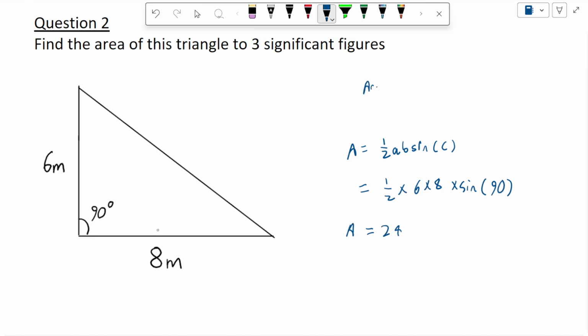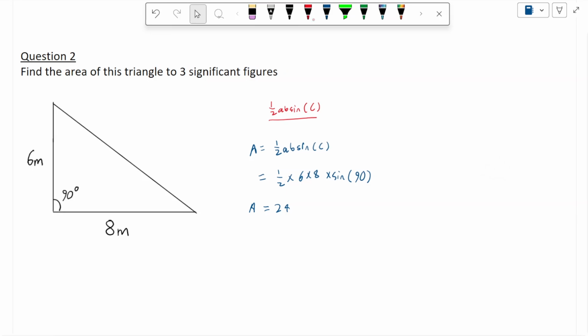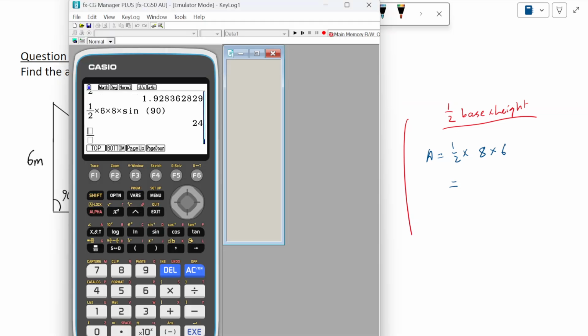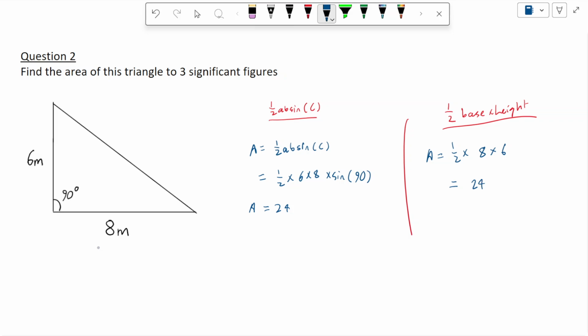Yeah, that is the half AB sine C formula. But this is a right angle triangle, so we can actually go half base times height for this one as well, and we'll see if we can get the same result. So if we do that, half times, well, the base is 8 and the height is 6. So that's going to be, let's work it out, 24 meters squared.